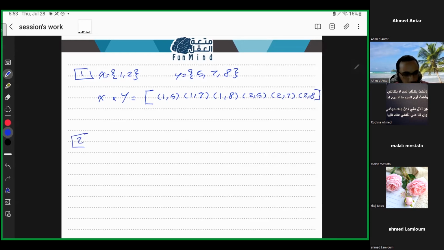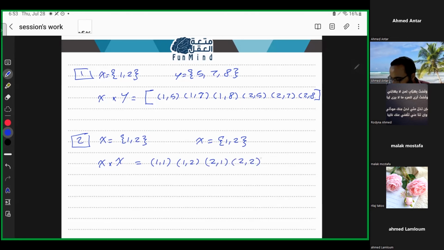So the second part in the session is that we will get only one set, like x, which equals 1 and 2, and then we will multiply it by itself. So it's something like you have x times x, and the elements are the same. So it's 1 and 1, 1 and 2, so 2 and 1, so 2 and 2.